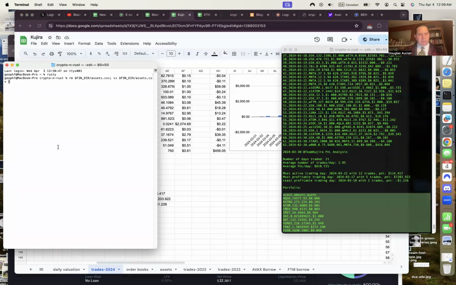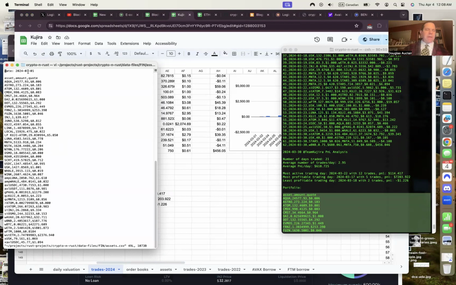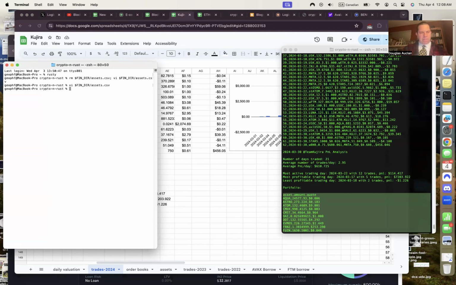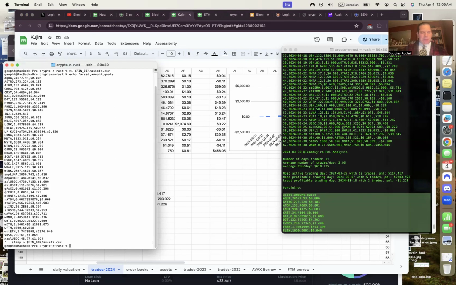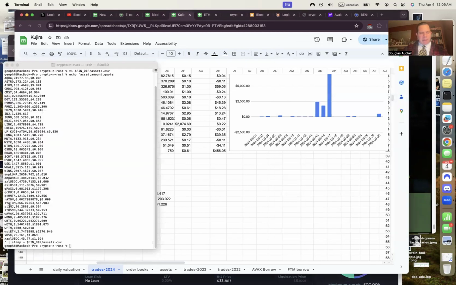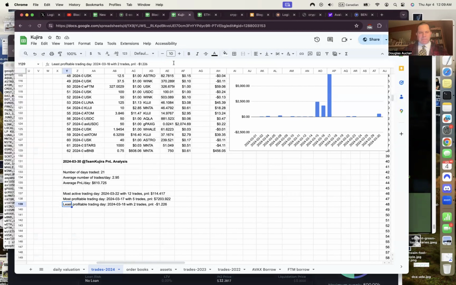So let's look at the assets file one more time before I delete it. The assets has a date stamp. So we stamp it and put it into the assets file. Okay, so the assets file is updated. And the trades file is updated. I'm not going to add it to Git quite yet.